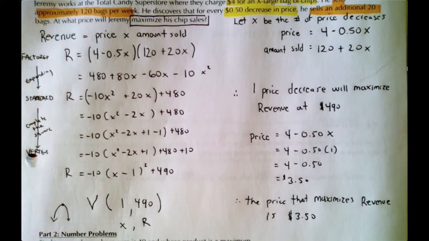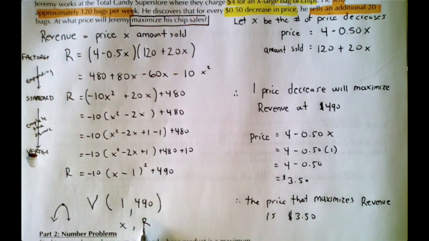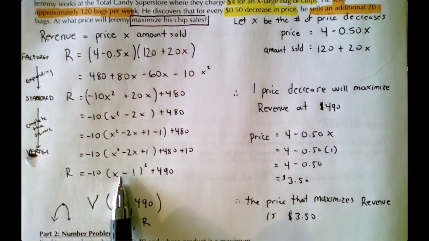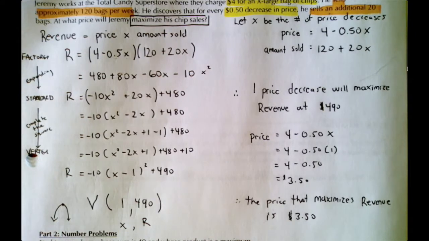That's a lot of work. But that's how we get there, and that's how we interpret our vertex. Our vertex is always an x and a y, and if you just look at the equation you wrote, in the spot of y is r, which stands for revenue. In the spot of x is an x, which stands for number of price decreases. And if you model all your revenue questions just like this one, it'll work out nicely every time. All right, let's try part 2.